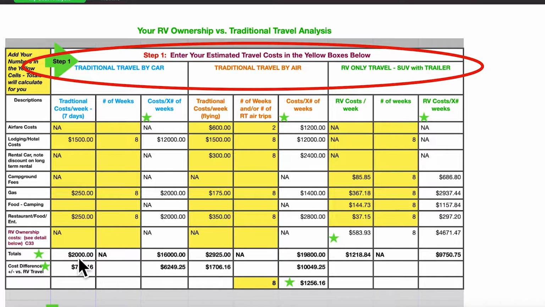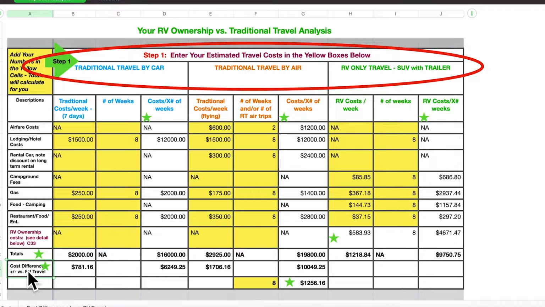So we have totals for travel by car, totals for travel by air, and then our RV totals. This last row calculates the difference between travel by car or air versus RV only travel. In this case, the weekly cost was $2,000 for travel by car, $2,925 for travel by air, and our RV travel was $1,218 per week. So this area right here just calculates the difference between our week of travel, subtracting out what it cost for the RV, and it was $781 more than it would have been with our RV.